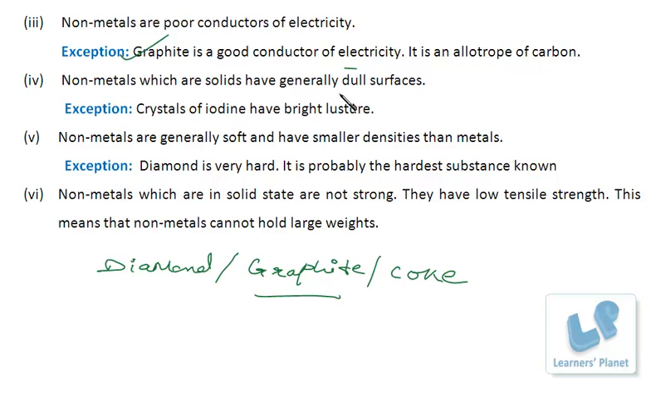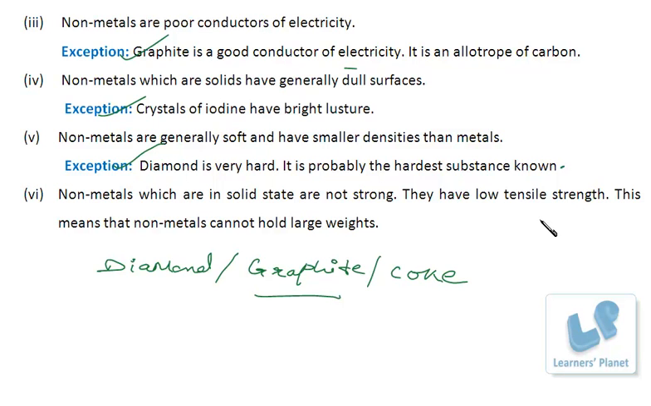Nonmetals which are solids have generally dull surfaces. They do not have luster. But again, there is an exception. Crystals of iodine have got bright luster, that is, it has got a shining surface, whereas other nonmetals have got a dull surface. Nonmetals are generally soft and have smaller densities than metals. So they are generally soft. One exception is there, that is diamond. Diamond is very, very hard, and rather it is the hardest substance known.